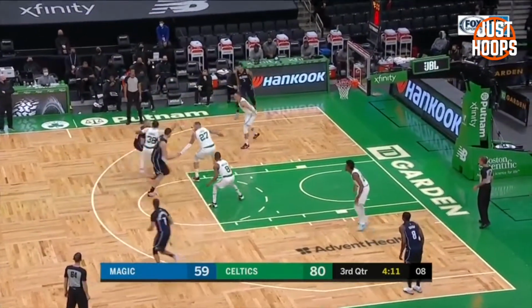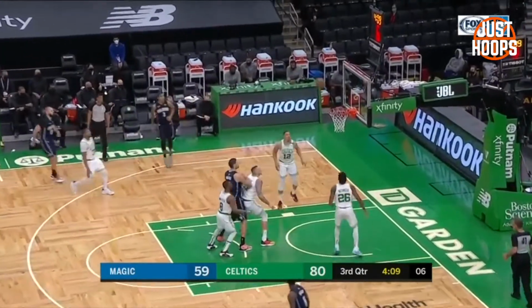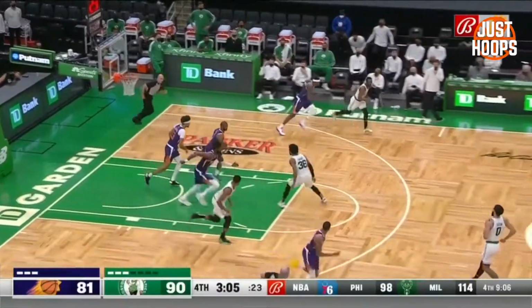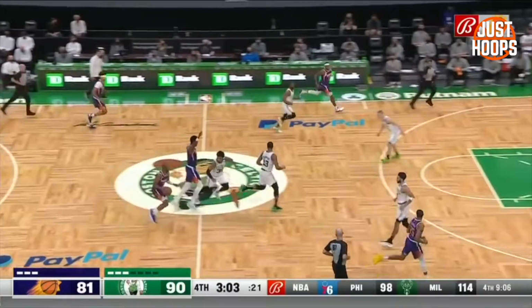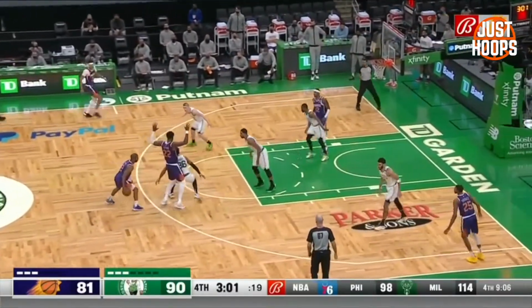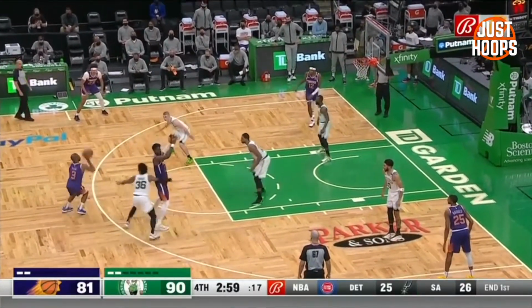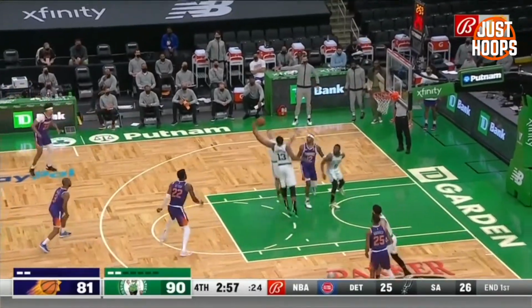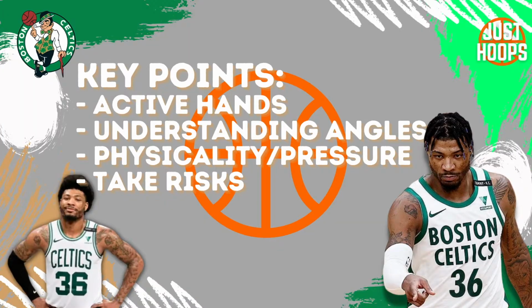And lastly, Marcus Smart is incredible at taking risks. They're calculated, they're smart, he knows what he's doing, he has active hands with it, he plays fundamentally sound in his stance, but he's not afraid to be physical, take it in his chest, and make a play by taking a risk. Being able to understand when it's good to take a risk and when it's not good to take a risk can make you incredibly valuable as a defender in all situations.